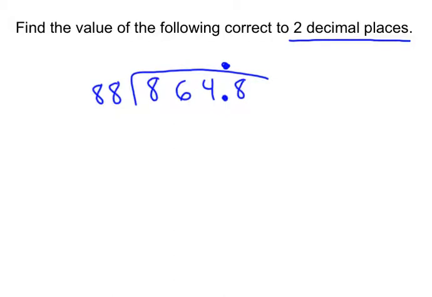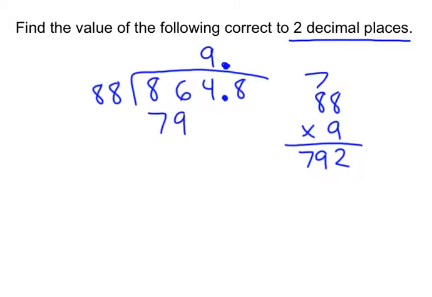88 can't go into 8, and it also can't go into 86. So I'm going to take a look at the whole number of 864. And now we have to start using our estimation skills. I know that 88 times 10 is 880, and that would be too much. So I can try 88 times 9, which is 792. So that one does work. So I'm going to put my 9 above my 4, show my math and subtract.